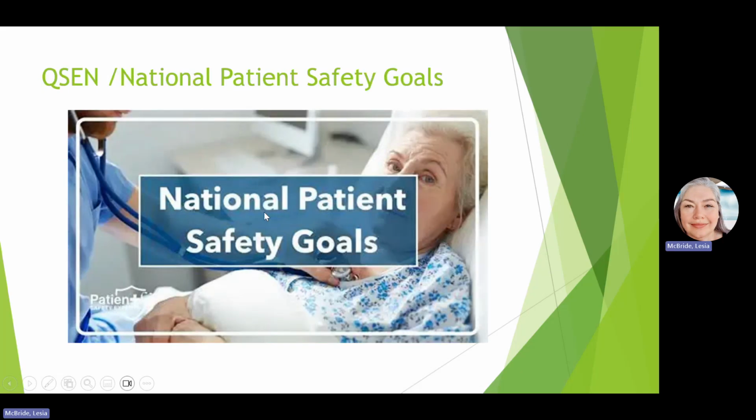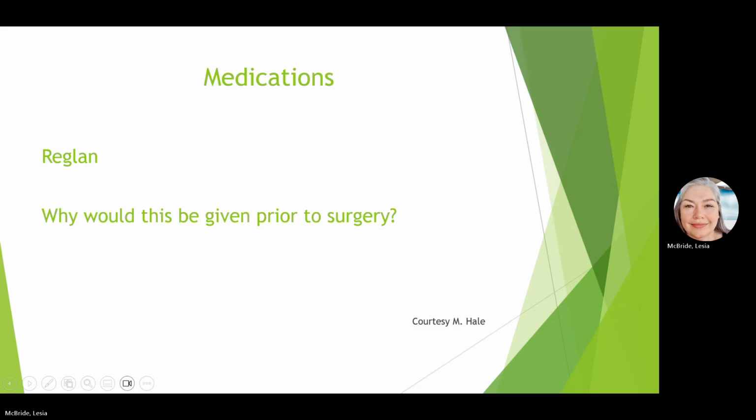Let's see here. National patient safety goals. Let's go back to this.